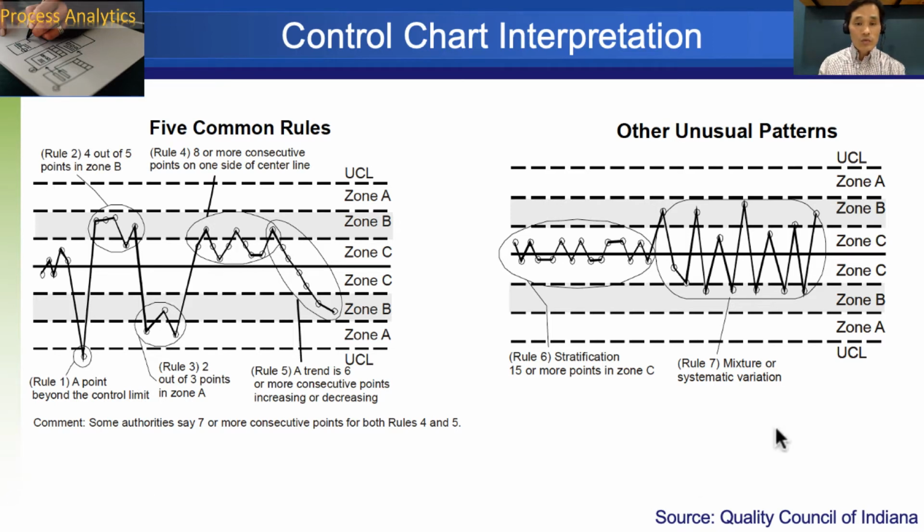The second one, rule 7, is mixture or systematic variation. So we see this graph is oscillating around the center line very regularly. It looks too regular, right? So too artificial. That's how we can see it. It's not natural. So we may need to look at this process because it does not look natural.